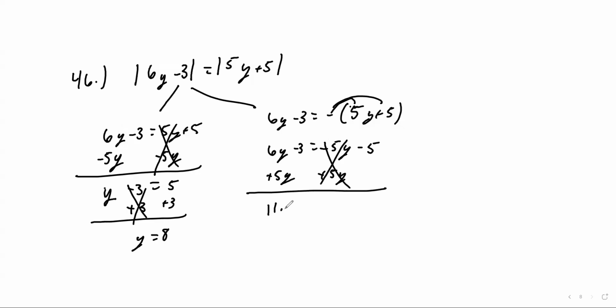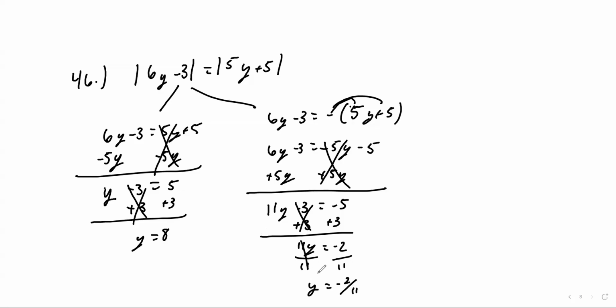So now I get 11y minus 3 equals negative 5. And then I'll add 3 now to both sides. I get 11y equals negative 2. And then I'll divide both sides by 11. I get y equals negative 2/11. So I get 8 and negative 2/11 as my answer.